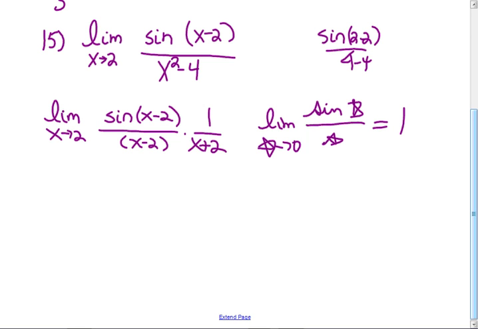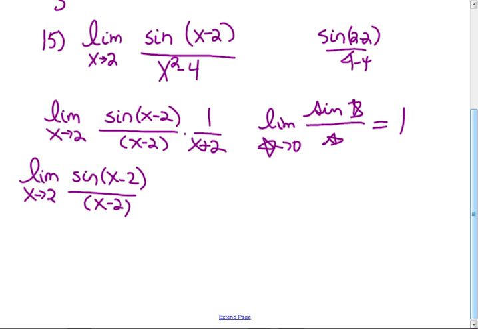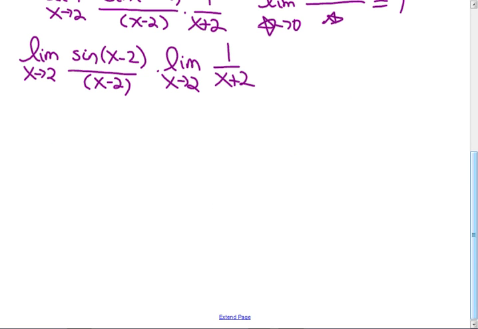Yep, it matches. So I really have this limit, if you think about it. The main limit theorem says I may do this, provided that each limit exists, times the limit as x approaches 2 of 1 over x plus 2. I'm doing it the long way, but that's what I'm doing. So this is 1, and this is 1/4. So my answer is 1/4. Does that make sense? Yeah, good.